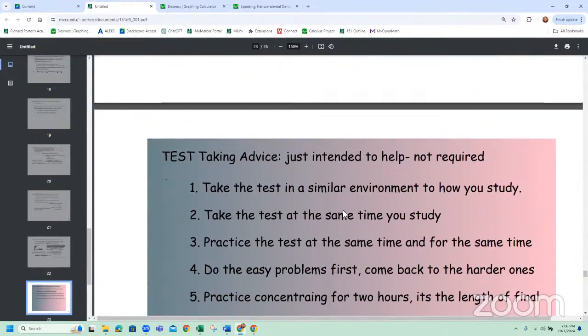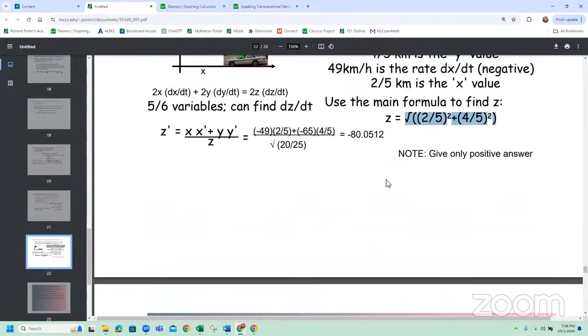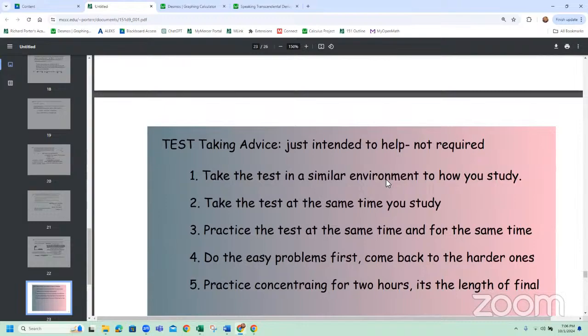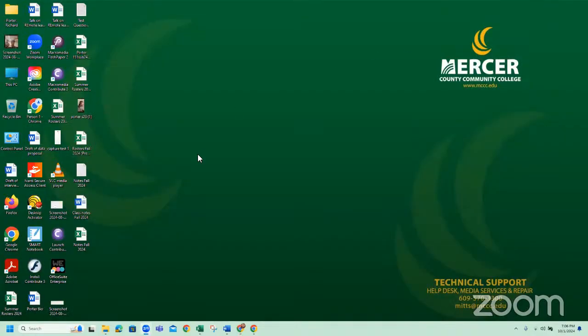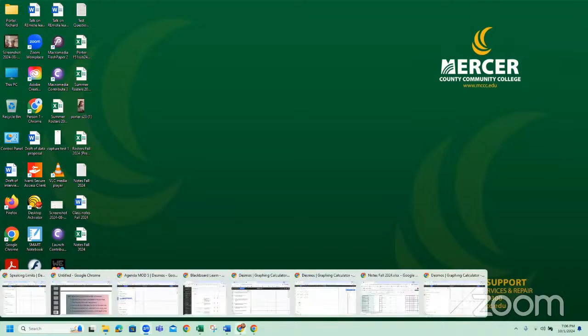That's related rates. All right. Let's break up into our groups and finish the mean value theorem, because I don't want to work on it next time. It's the day before the test, and I want to be free to answer any questions if I have to.